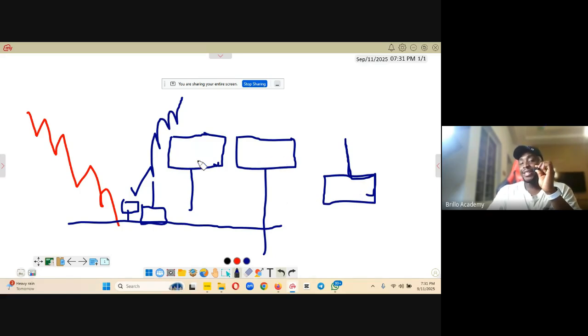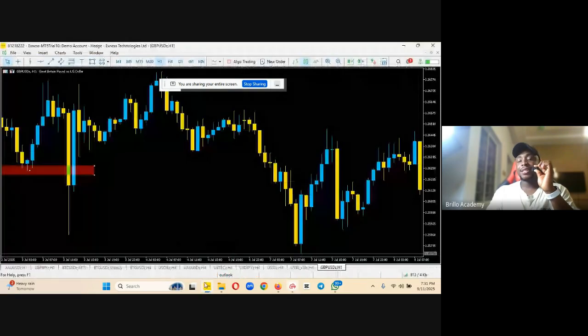This is a pin bar. It's the same thing as a hammer, but it has a longer wick. So hammer or pin bar or bullish pin bar is the same thing, but this one has a longer wick. So this is known as the inverted hammer. If you spot this on a support zone, the market is likely to go up.